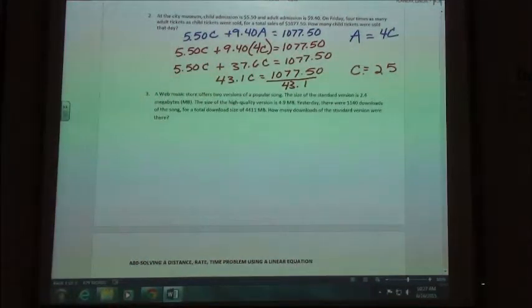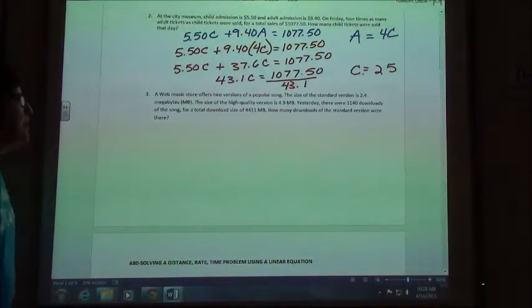Number 3, a web music store offers 2 versions of a popular song. The size of the standard version is 2.4 megabytes. The size of the high quality version is 4.9 megabytes. Yesterday there were 1,140 downloads of the song for a total download size of 4,411 megabytes. How many downloads of the standard version were there? So, if we talk about the number of megabytes, what should our first equation be?